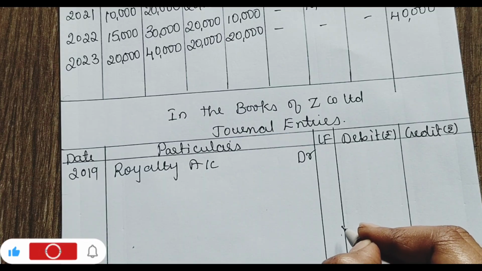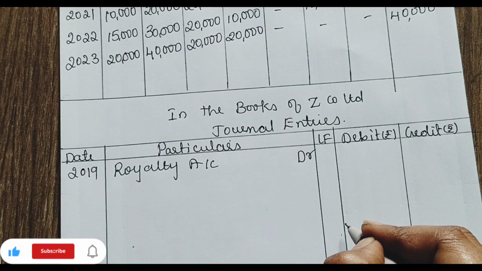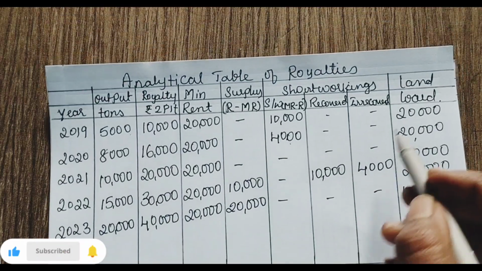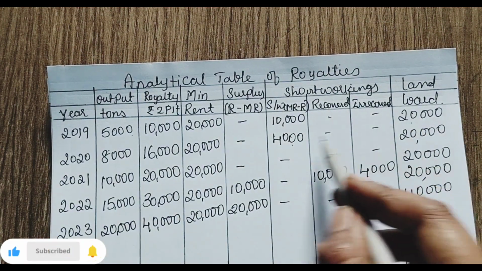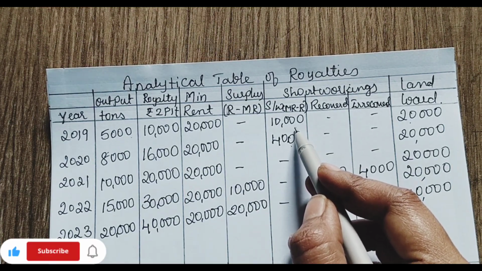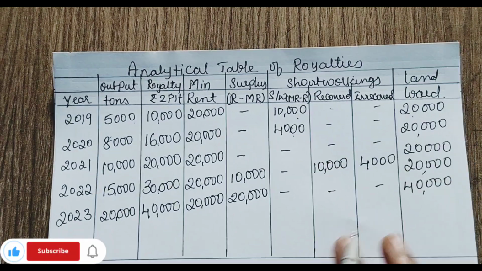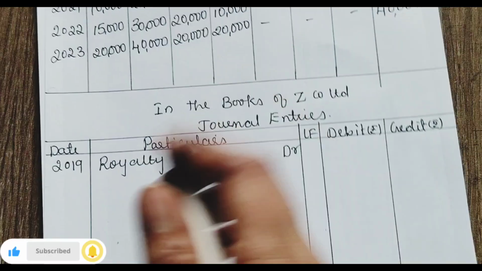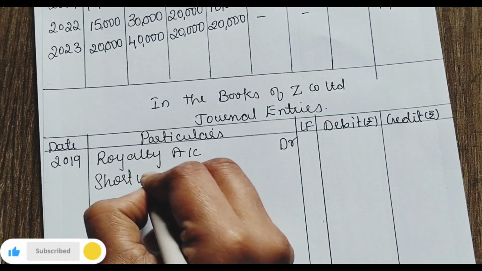With royalty, do you have any short workings? Yes, because you have paid 20,000 to the landlord. How much short working do you have? 10,000 short working you have. Short working is a nominal account, so it is also an expense to you. So short working account you are debiting.